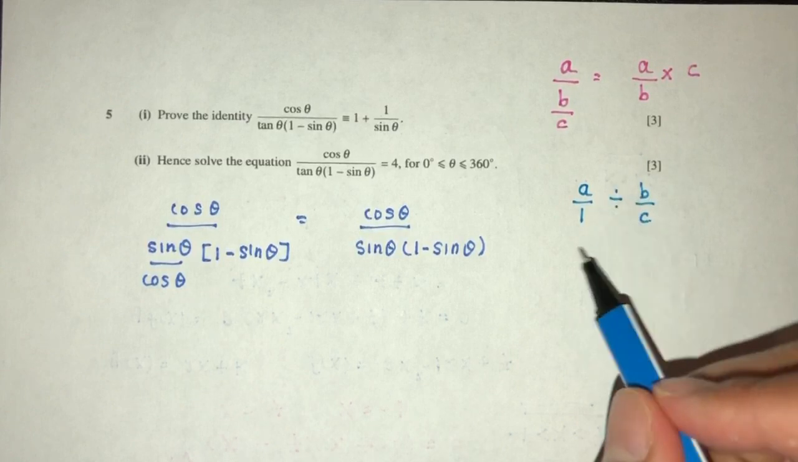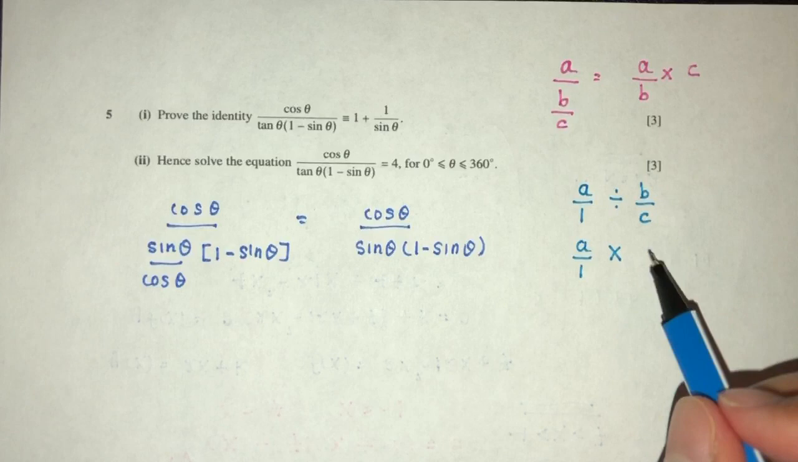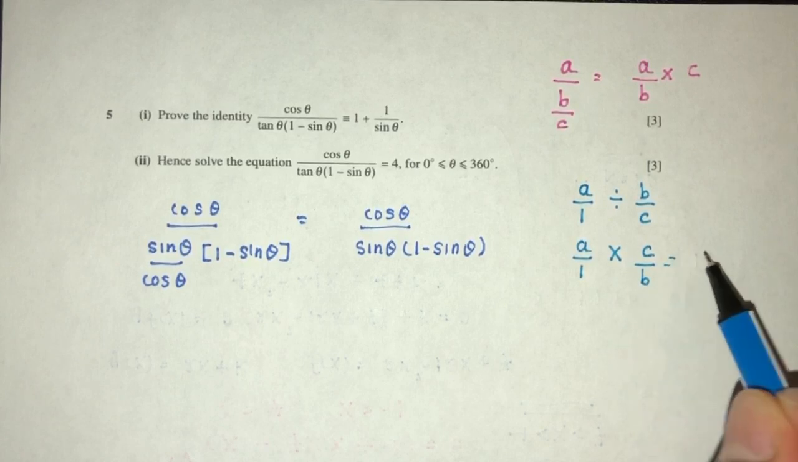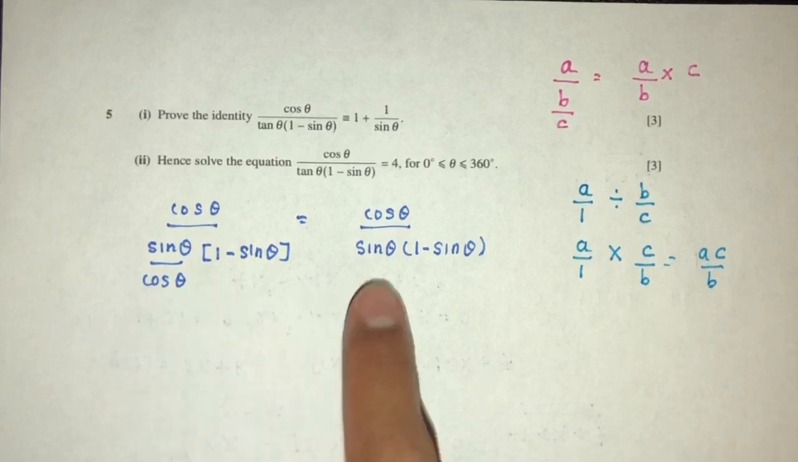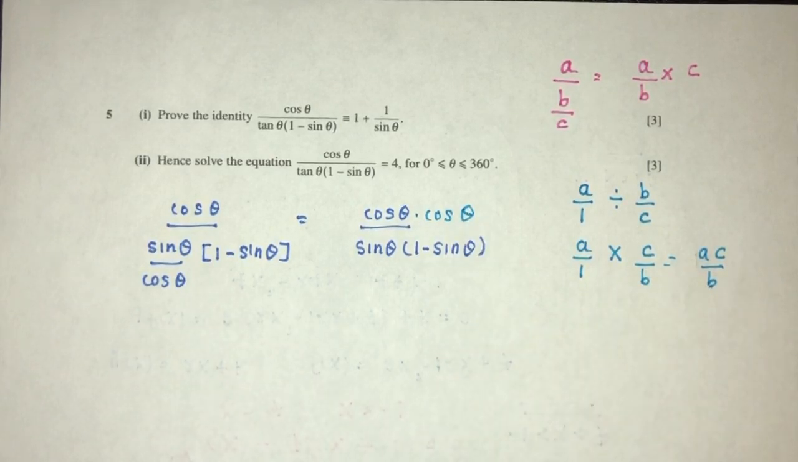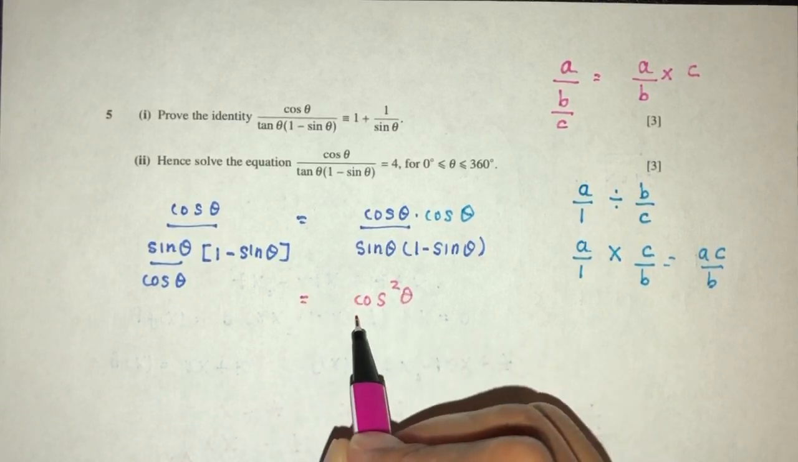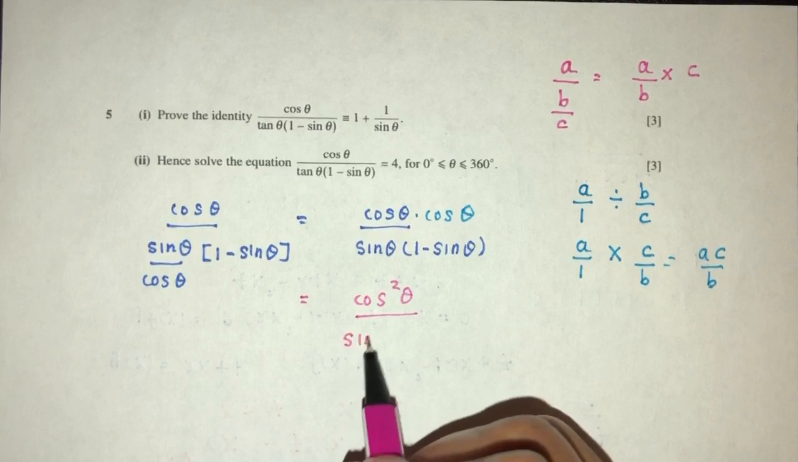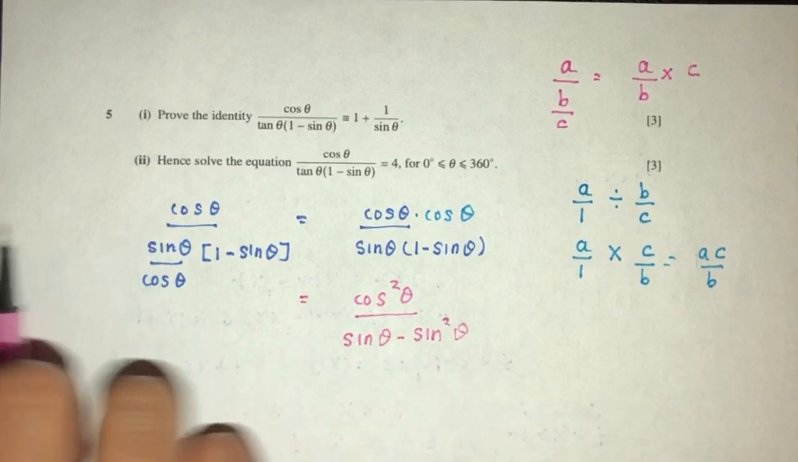Now we don't like to use divide, we can change divide to multiply. When you change this to multiply, this will flip upside down. So this will give you AC over B. So same logic here, when this is down, this will go up. Okay? Now simplify. That'll be cos squared theta over sine theta minus sine squared theta.